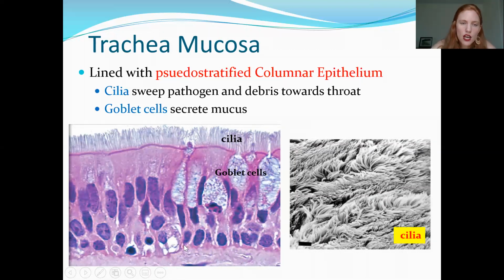Okay, so short cells and long cells. If you have cells of various heights, that's going to force the nuclei to be in different locations, and that's why it looks like it's stratified. So it's pseudostratified columnar because the long ones are column shaped. You can tell because here's the nucleus, and you've got some cytoplasm sticking up on top of it. And then it's an epithelium because it's the lining, on a surface.